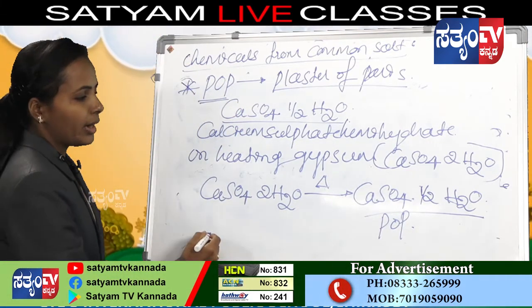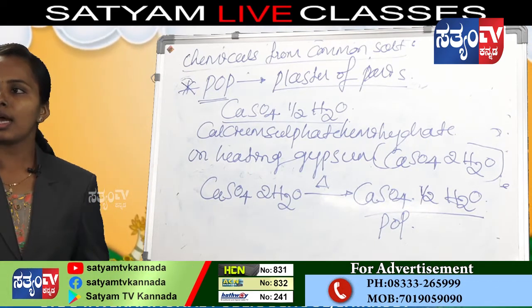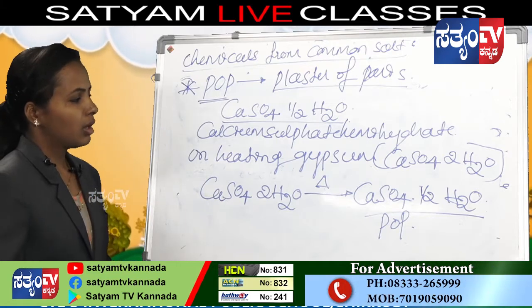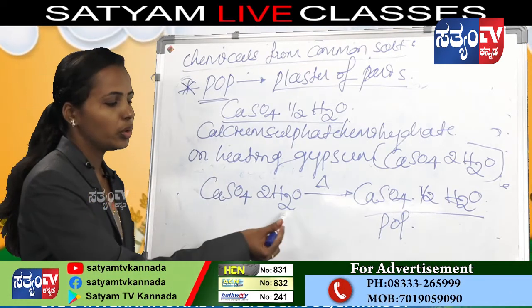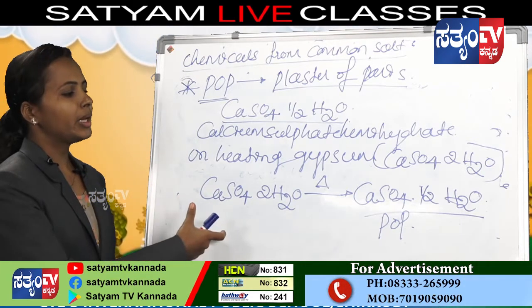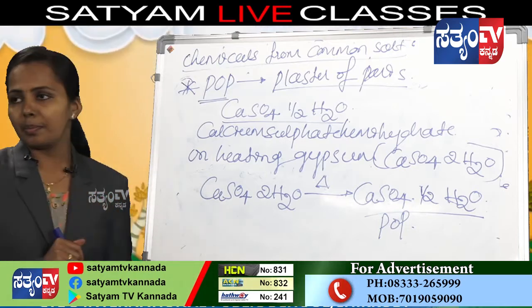Then again we add water to this POP. Then it again becomes calcium sulfate dihydrate, which means it contains 2 water molecules. This is about how the POP is formed with the help of gypsum.